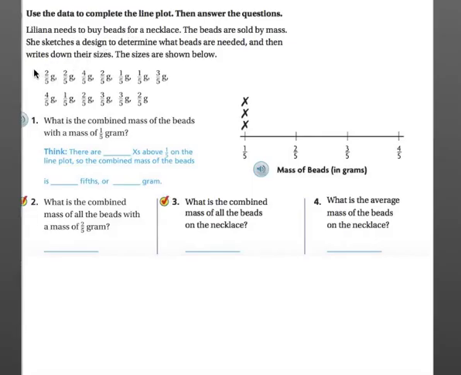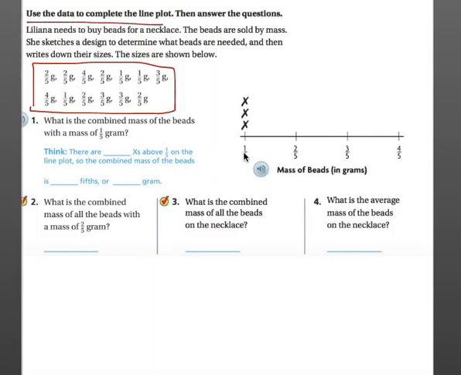It says Leilani needs to buy beads for a necklace. The beads are sold by mass. She sketches a design to determine what beads are needed and then writes down their sizes. The sizes are shown below. So these are the sizes that are shown. Okay, this is all the sizes that she needs for her necklace. So the first thing I need to do is use the data to complete my line plot.